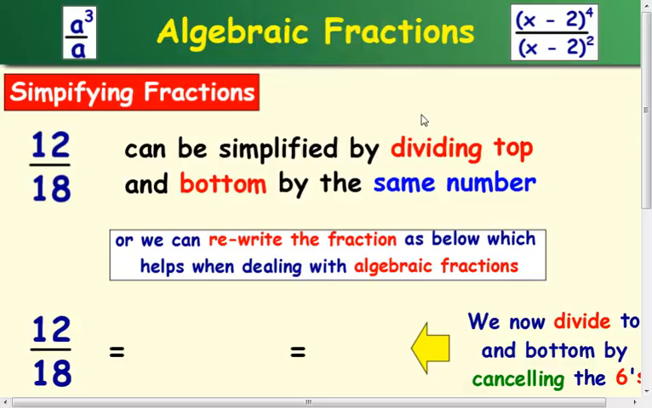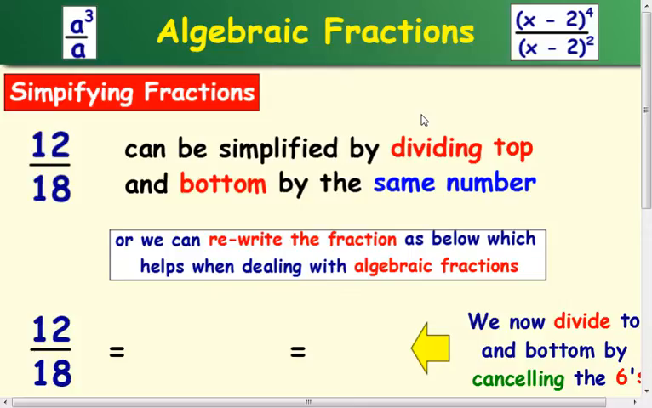In this set of lessons, we're going to look at how to deal with fractions involving algebra. Before we do that though, we're going to look at how to simplify fractions with numbers first, in a slightly different way than we've done before, because it will help us with doing it with algebra.